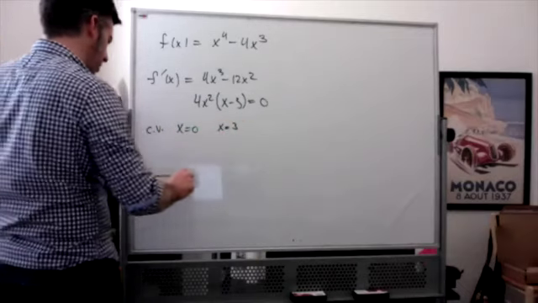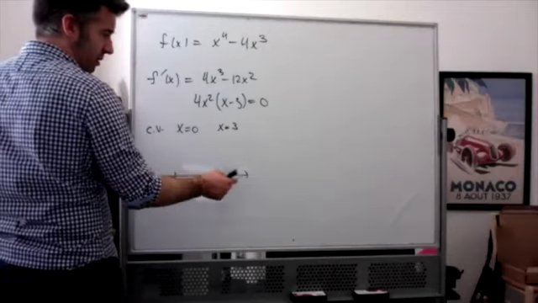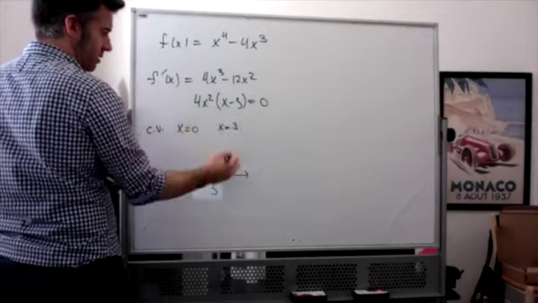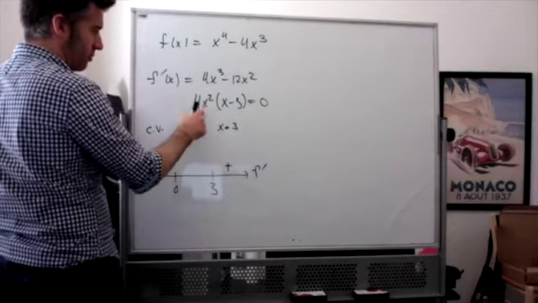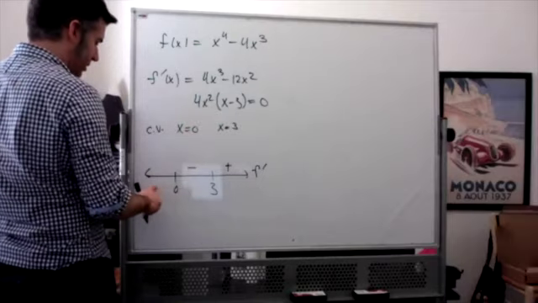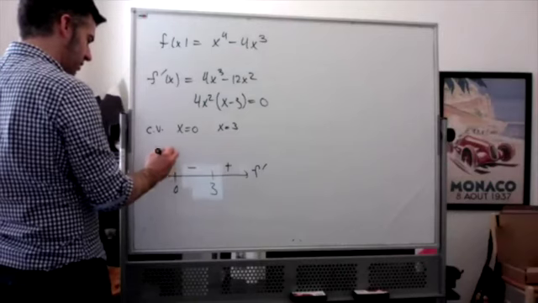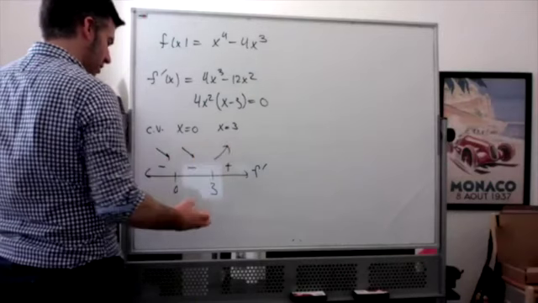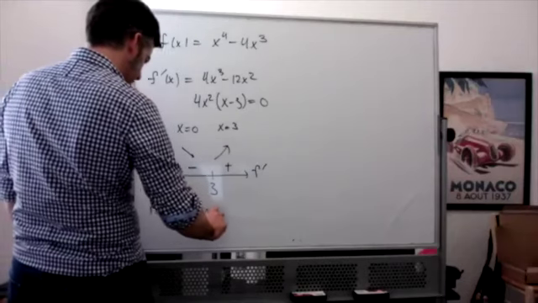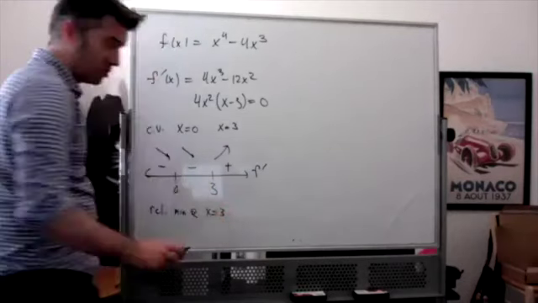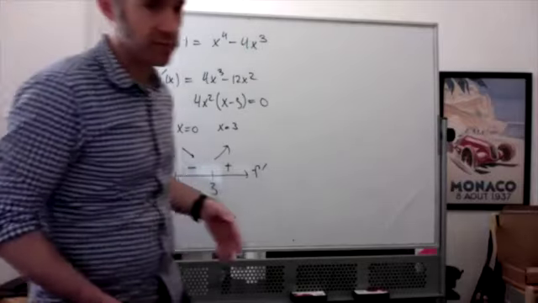You put them on the number line and see that if you put a number bigger than 3, like 4, positive, positive. Putting a number between 0 and 3, like 1, positive, negative. Putting a number less than 0, like negative 1, positive, negative. So your function is decreasing, decreasing, increasing, which means we have a relative minimum at x equal to 3. We do not have a relative minimum or maximum at x equal to 0. Decreasing, decreasing.